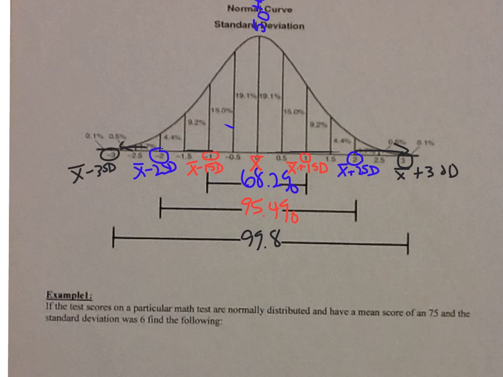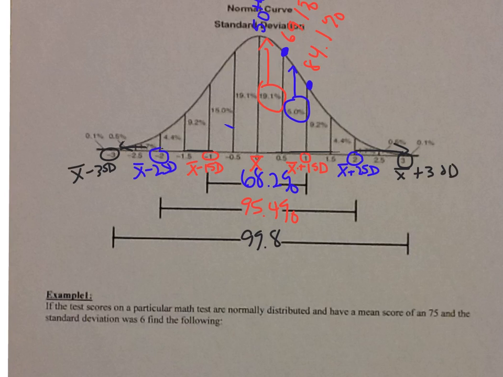So put 50th percent. Now, to get this percentile, I take this number 19.1 and add it to 50. So 19.1 plus 50 is 69.1. So that's the 69.1 percentile. To get the next percentile, I add 15 to 69.1. And 15 plus 69.1 is 84.1 percentile.